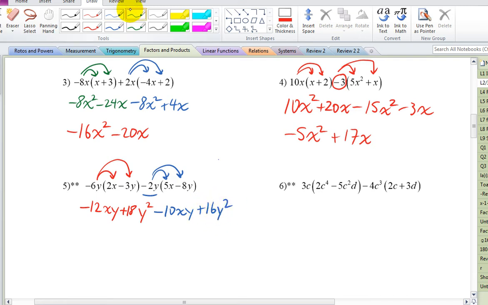Okay, combine like terms. Am I correct? In green? Awesome. Okay, try 6 now.